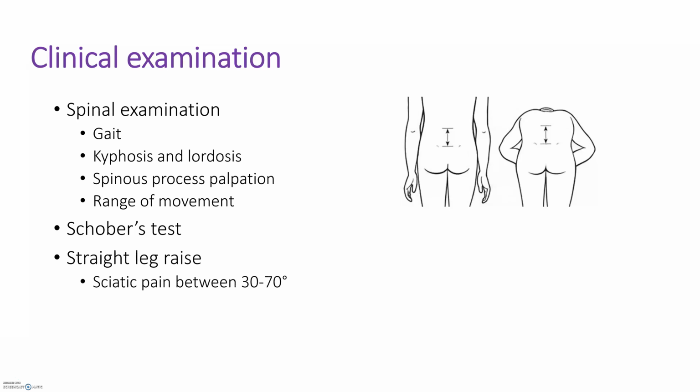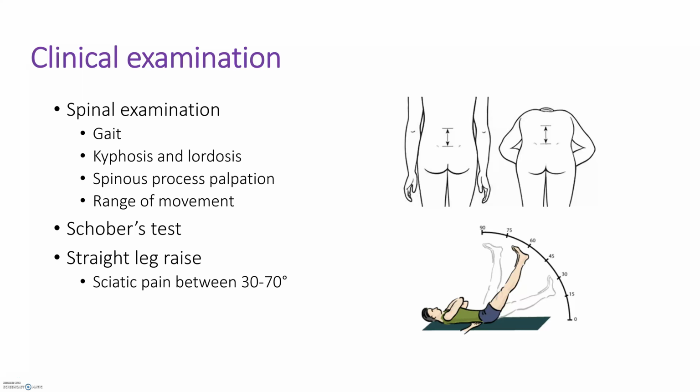You could also do a straight leg raise. With this, you're lying them on their back, asking them to raise their legs up. From this, you can look for any sciatic pain, which can be seen if the sacral nerves are being irritated, if there's any disc prolapse, particularly within the L5-S1 area.